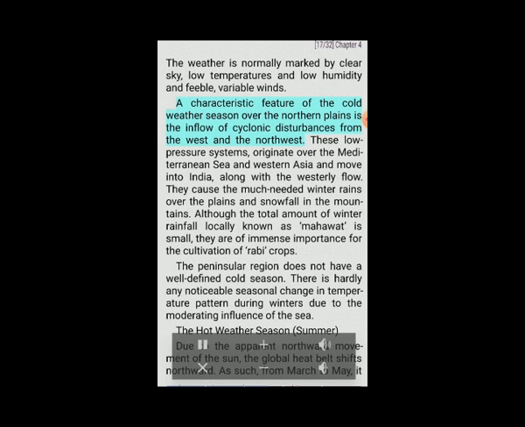A characteristic feature of the cold weather season over the northern plains is the inflow of cyclonic disturbances from the west and the northwest. These low-pressure systems originate over the Mediterranean Sea in western Asia and move into India along with the westerly flow. They cause the much-needed winter rains over the plains and snowfall in the mountains. Although the total amount of winter rainfall, locally known as Mahawat, is small, they are of immense importance for the cultivation of rabi crops. The peninsular region does not have a well-defined cold season. There is hardly any noticeable seasonal change in temperature pattern during winters due to the moderating influence of the sea.